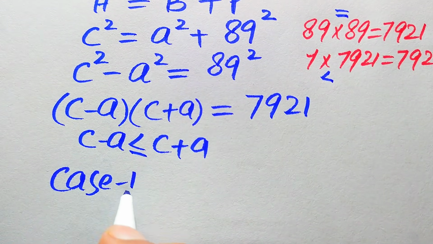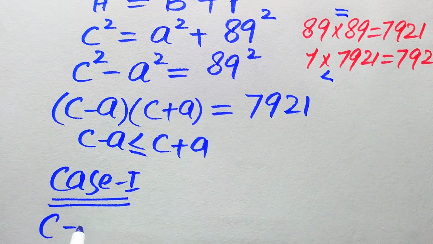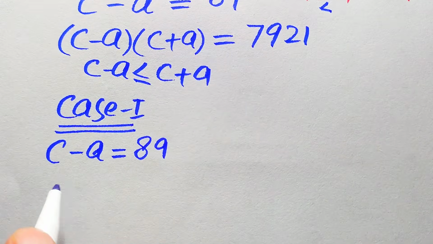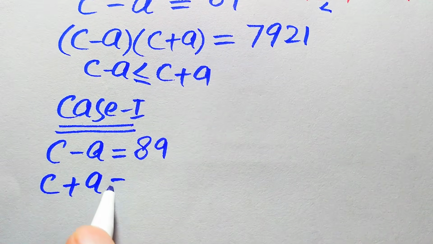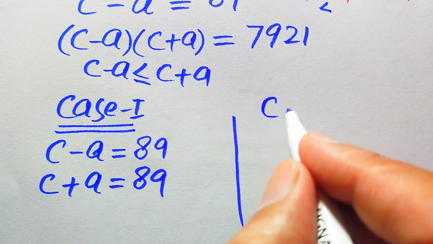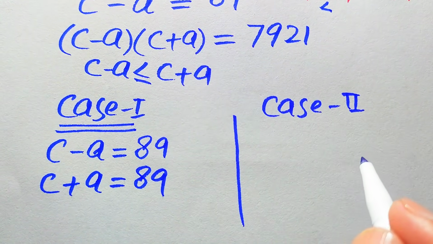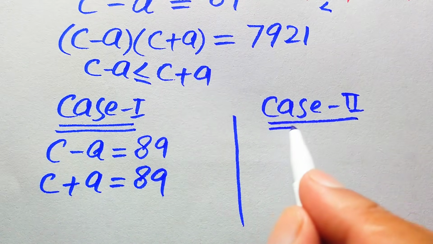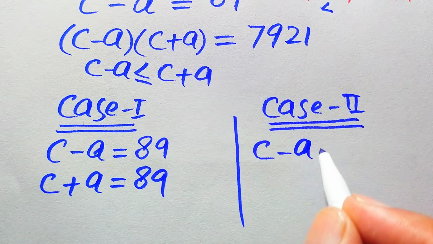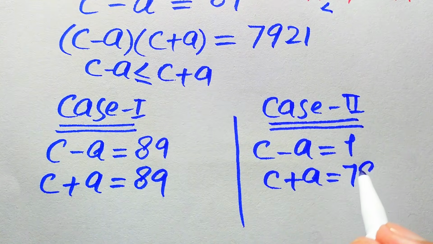So now the first case is c minus a is equal to 89 and c plus a is also equal to 89. This is the first case, and here we write our second case for the values of a and c. So in the second case c minus a is equal to 1 and c plus a is equal to 7921.